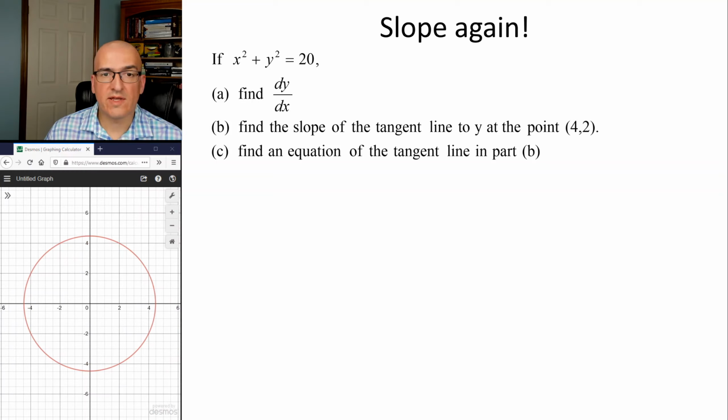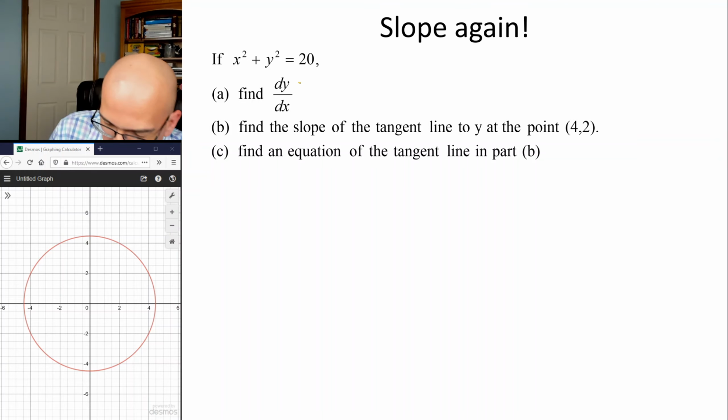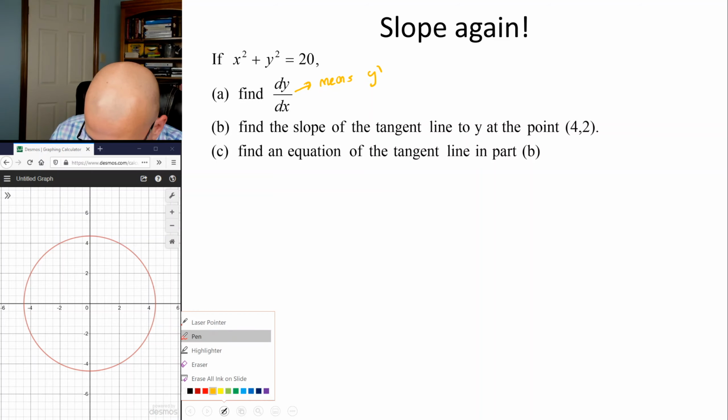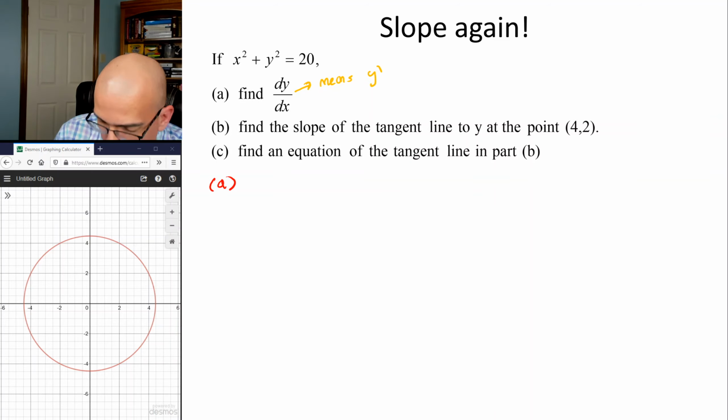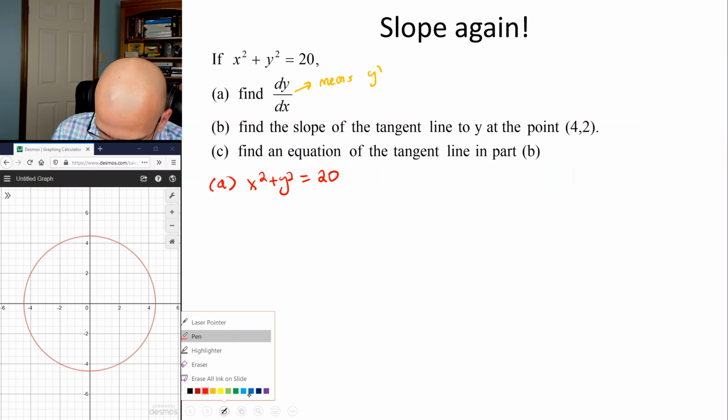Not that you need to know that yet. In part A, we're asked for dy by dx. Keep in mind that this just means y prime. So for part A, I'm going to write down the function again, x squared plus y squared is equal to 20, and then we'll take the derivative of both sides.